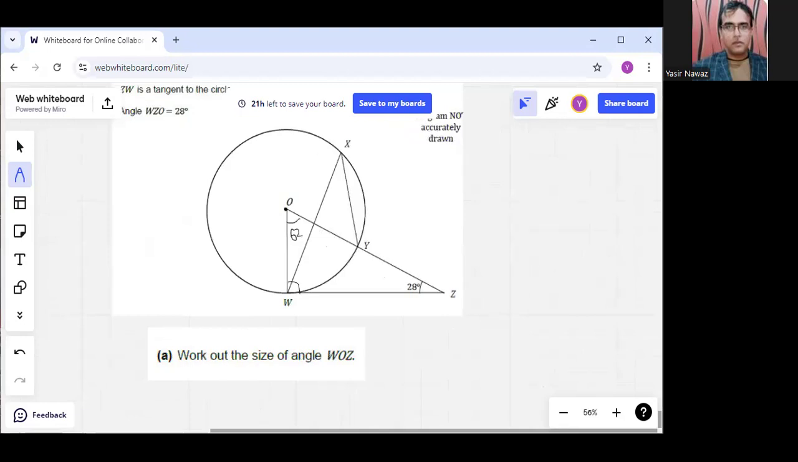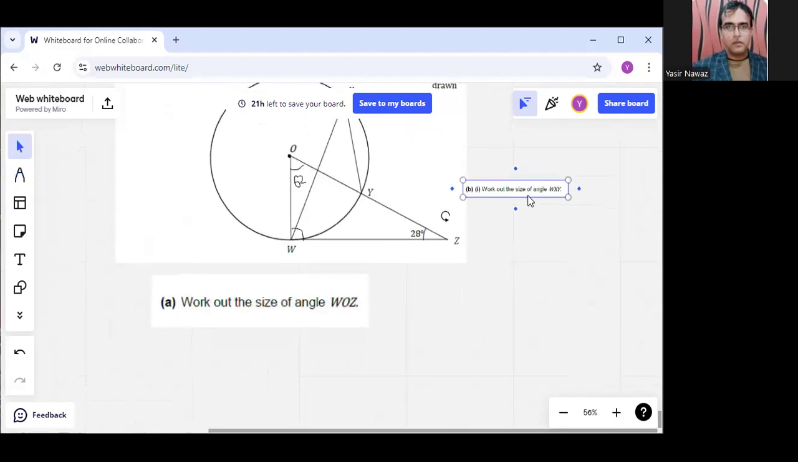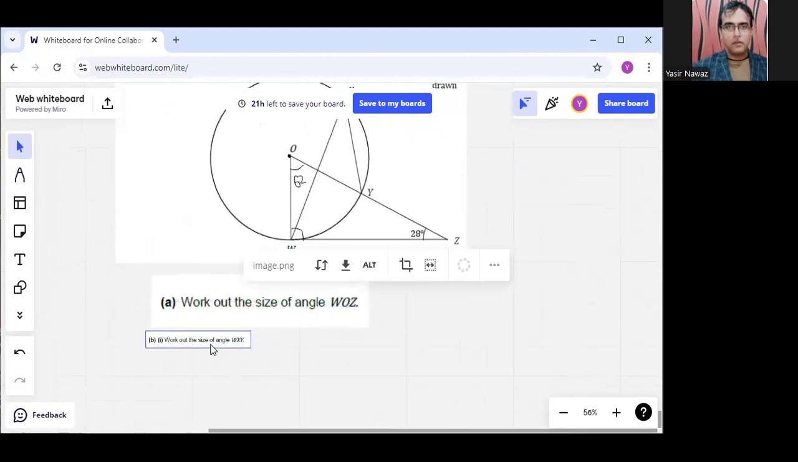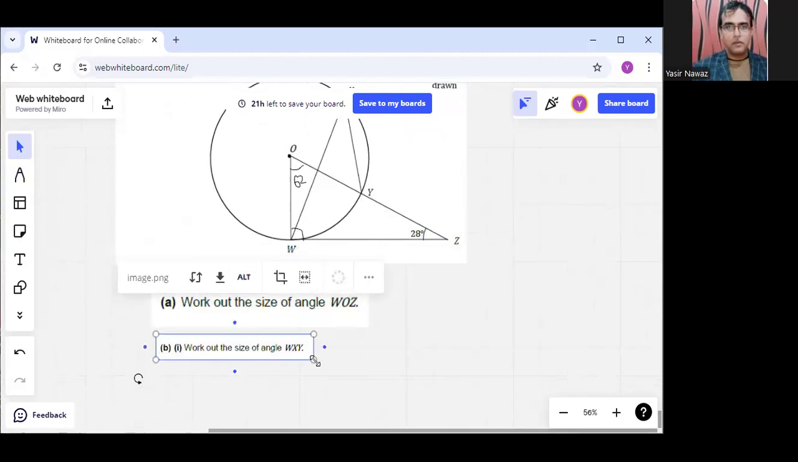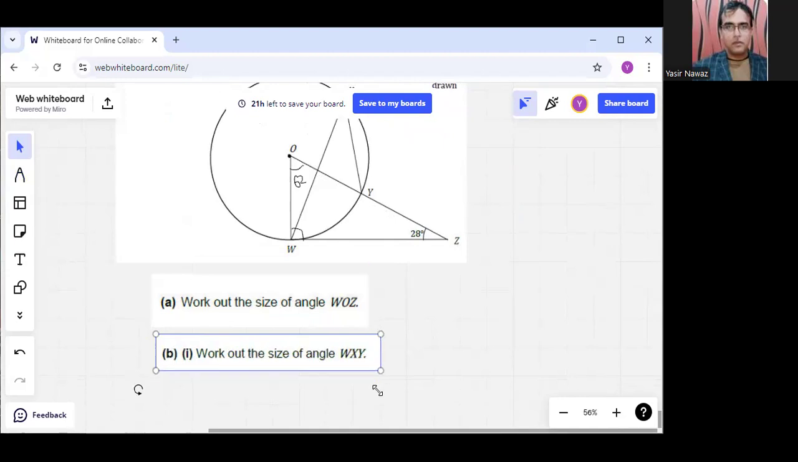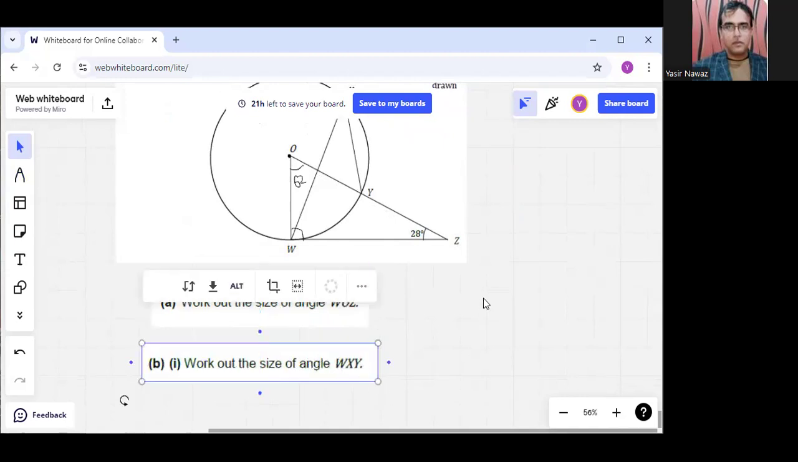And now it says, B part: work out the size of angle WXY.